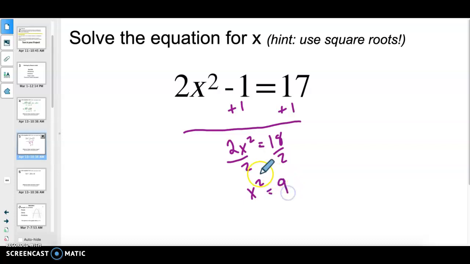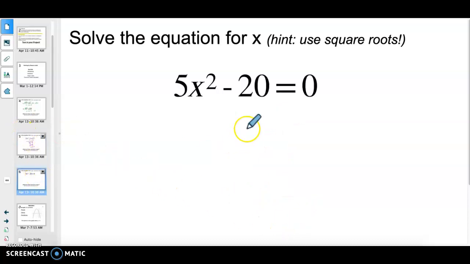So we learned a few minutes ago that to get rid of a squared, you've got to square root both sides. But notice I didn't square root until the end. You shouldn't do it at the beginning. You should wait until x squared is by itself and then take the square root. So we know square root of 9 is 3, but negative 3 squared is also 9, so our solutions are positive 3 and negative 3.